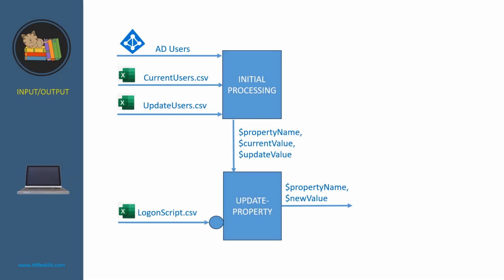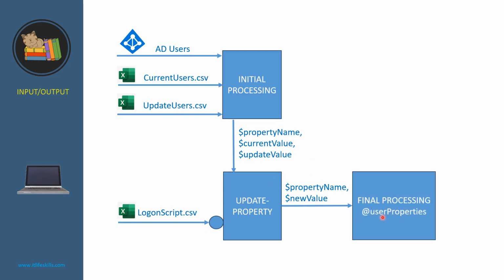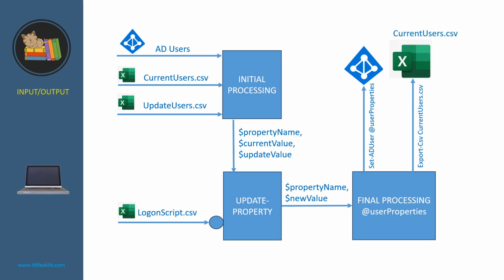The list of properties that need update and their values are added to the user properties hash table in the final processing state, which allows the PowerShell script to update the user in Active Directory and export the user with the new property values to the current users.csv file.